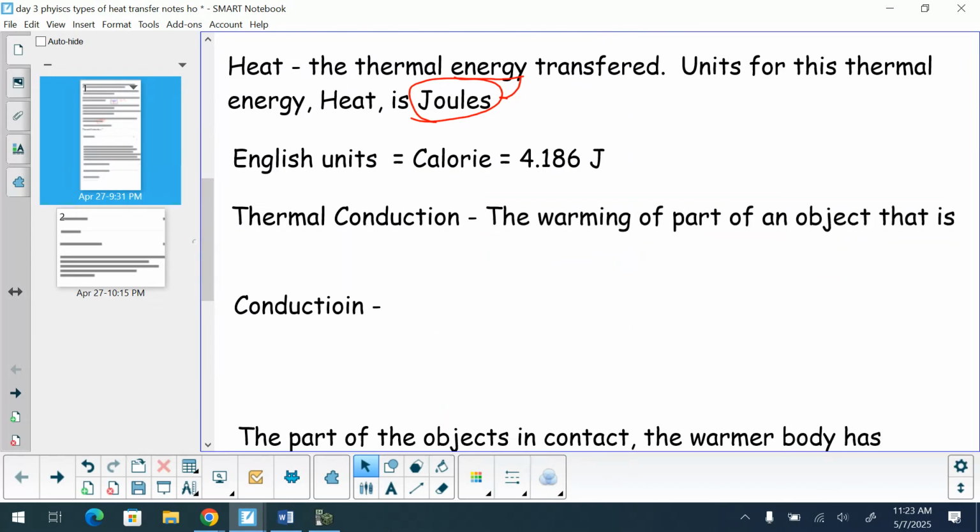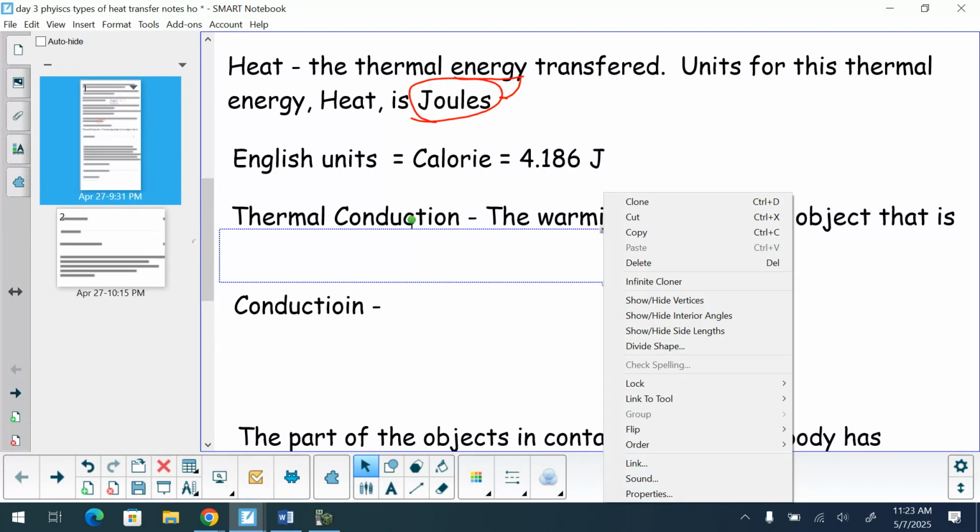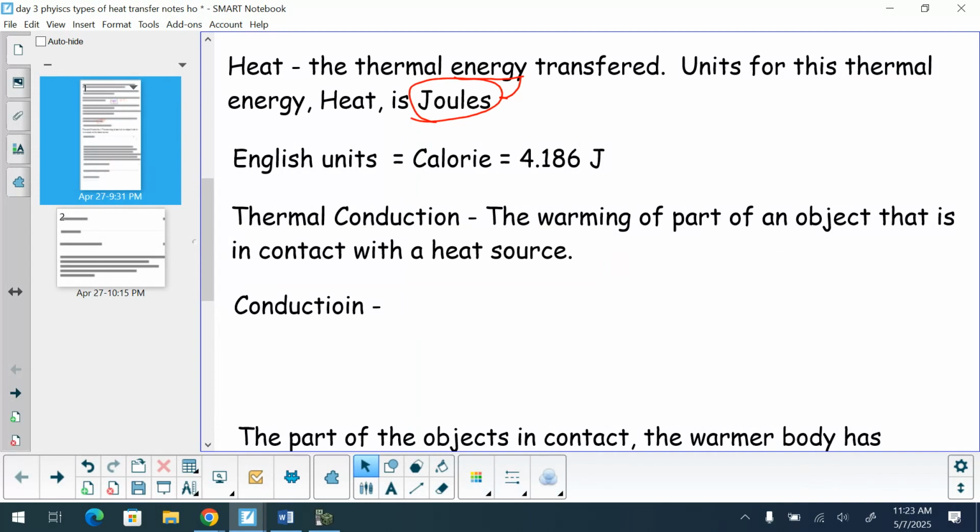We have thermal conduction. It's the warming of a part of an object that is in contact with a heat source. When you talk about thermal conduction, you're in contact with the heat source.